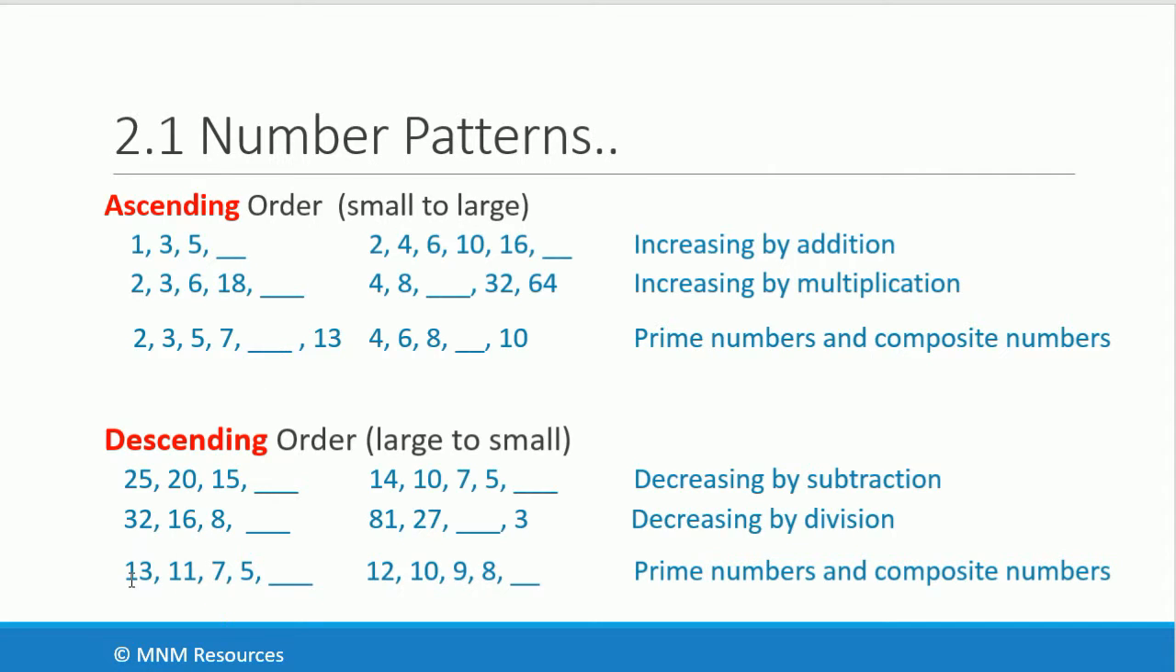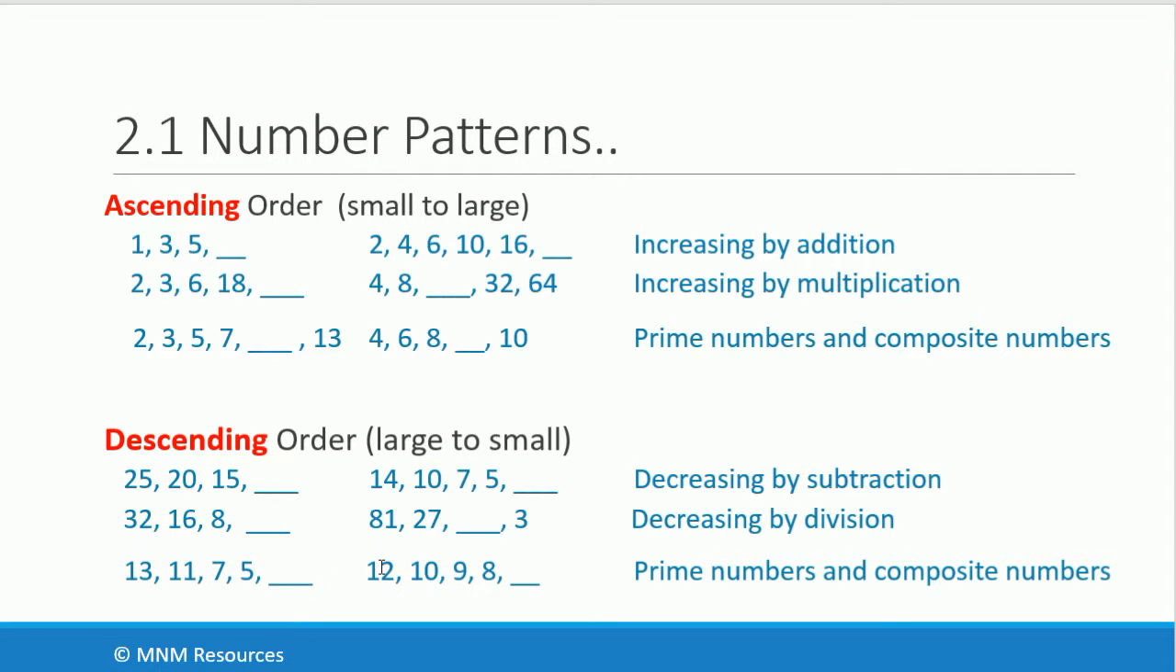So in this example, your prime numbers 13, 11, 7 and 5 need to be followed by 3, the next prime number. Let's remind ourselves again, what is a prime number? A prime number is a number that can only be divided by itself and the number 1.